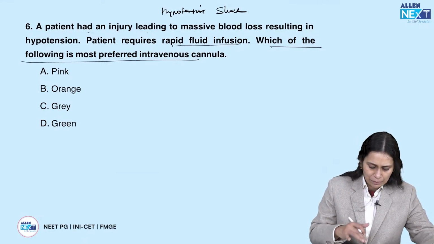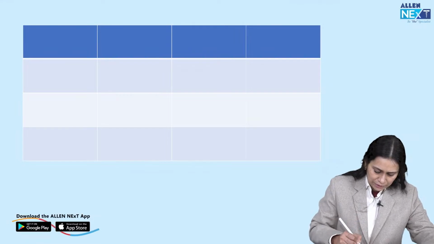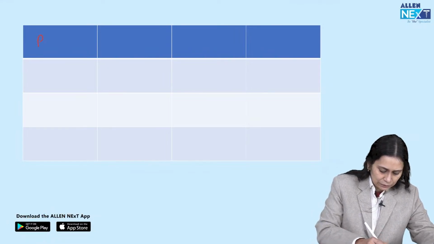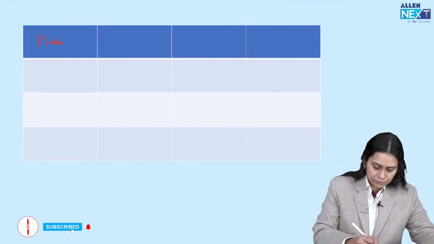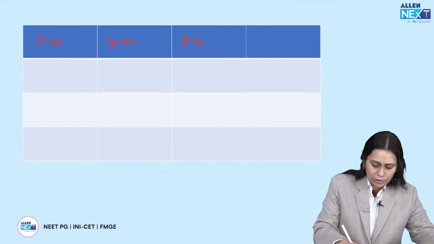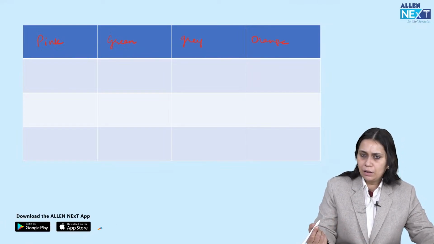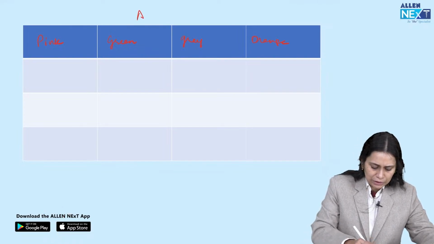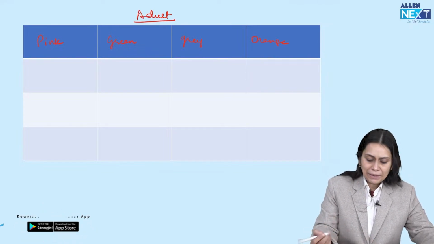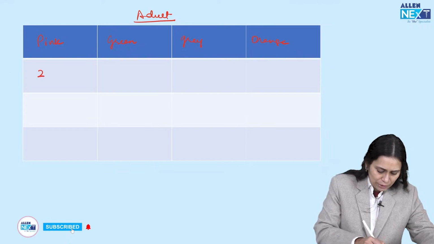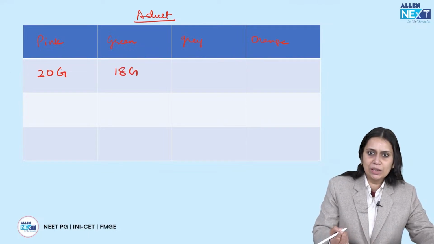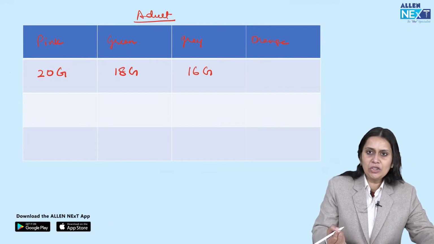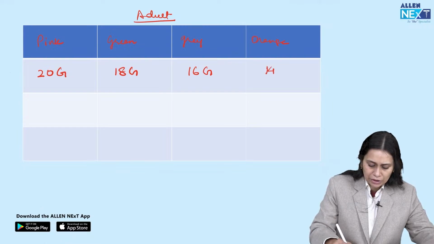Let us discuss these IV cannulas. So it is pink, right? Then pink, green, gray and orange. These are the 4 given in the options. Mostly these are used in adult patients. Pink, what is the size? Size is 20 gauge. Green cannula, the size is 18 gauge. Gray, it is 16 gauge, and the orange, it is 14 gauge, right?